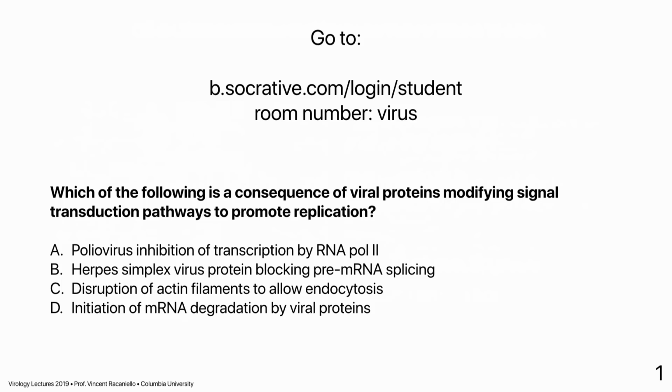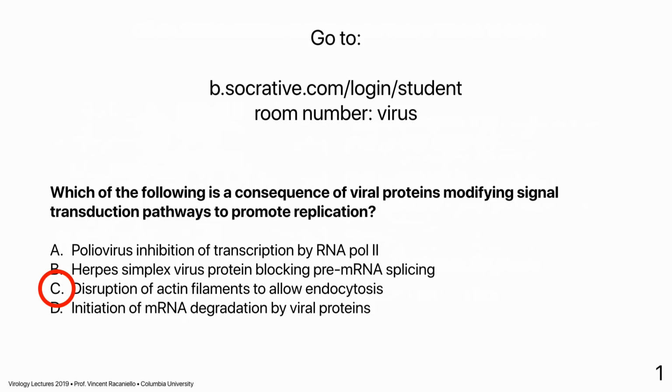Our first question: which of the following is a consequence of viral proteins modifying signal transduction pathways to promote replication? Poliovirus inhibition of transcription by RNA polymerase II, herpes simplex virus protein blocking pre-mRNA splicing, disruption of actin filaments to allow endocytosis, initiation of mRNA degradation by viral proteins. Well, the answer, as you can see, is C, disruption of actin filaments to allow endocytosis.